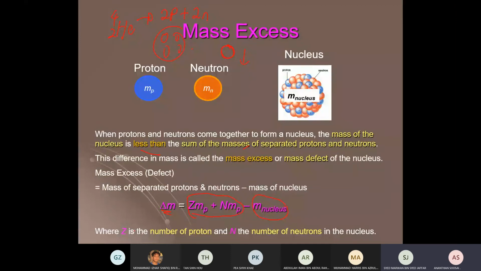So Z is the number of protons and N is the number of neutrons. So what is mass excess or mass defect? The difference between the total mass of the nucleons minus the mass of the nucleus made of those nucleons. It's called mass defect.